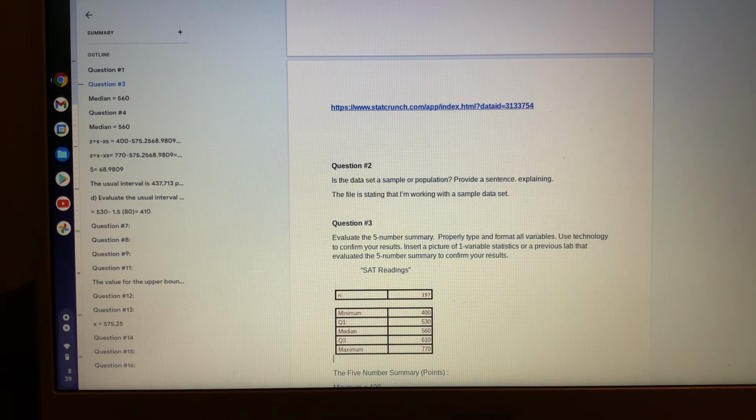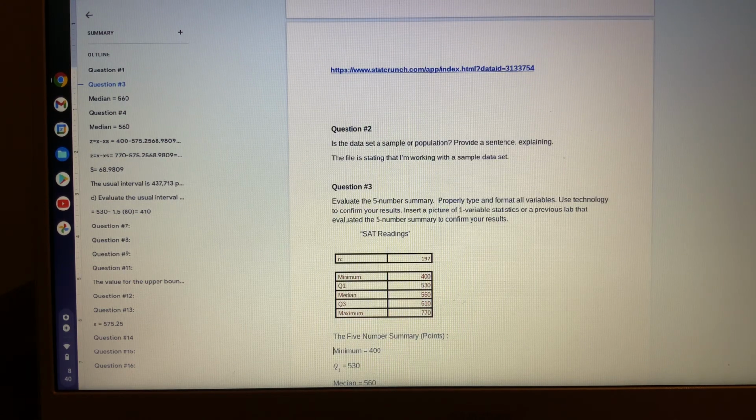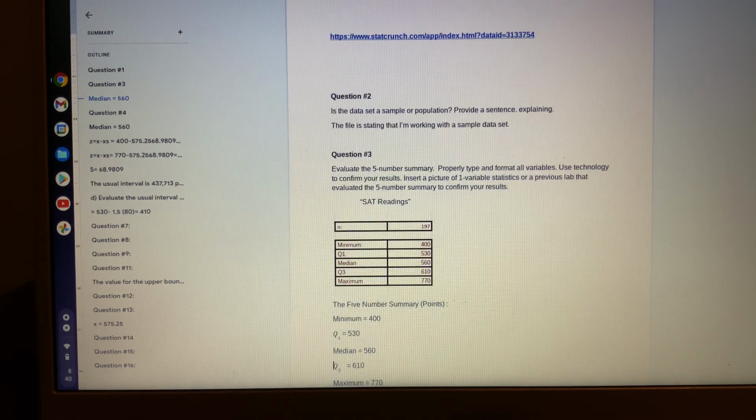For question 3, it asked for us to do a 5-number summary and to provide a picture of a one-stat variable or a previous lab we had done. I decided to do lab 19, so I inputted the values and it gave me, as you can see, my values, which were n = 197, my minimum, which was 400, my Q1, 530, my median, 560, my Q3, 610, my maximum, 770. The 5-number summary itself is practically the same thing.